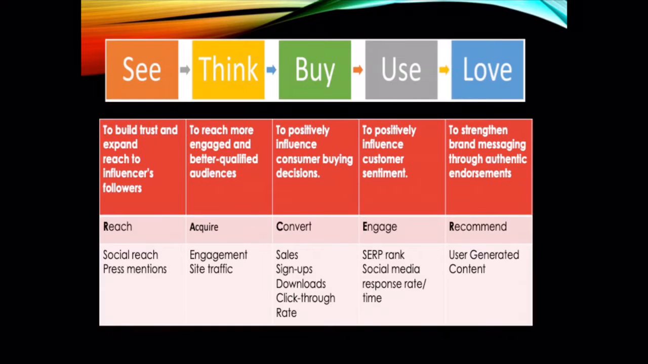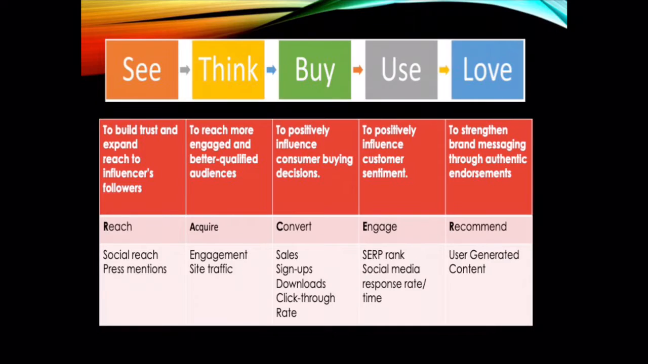Another example, when you are using influencer marketing. In the see phase, your marketing objective would be to build trust and expand your reach to the followers of this influencer. The KPIs you're looking at would be social reach or press mentions. In the think phase, your marketing objective is to reach more engaged and better qualified audiences through the partnership with this influencer. Your KPIs would be engagement on social media or traffic to your site. In the buy phase, your marketing objective would be to influence consumer buying decisions positively, and your KPIs would be sales, sign-ups, downloads, click-through rates.